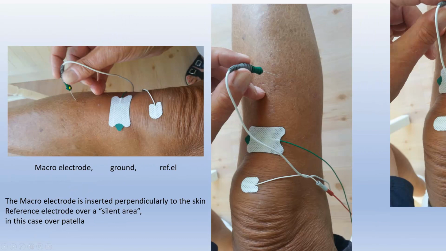Here is the practical way that we insert the needle relatively perpendicularly to the skin, and not only 1 or 2 millimeters, but we really want to have a good part of the cannula inside the muscle, so at least 15 millimeters. We have the reference for macro over a silent area, antagonistic area, or in this case over the patella when we are recording from the tibialis anterior muscle. And here is the ground electrode, and here you see it in another angle.